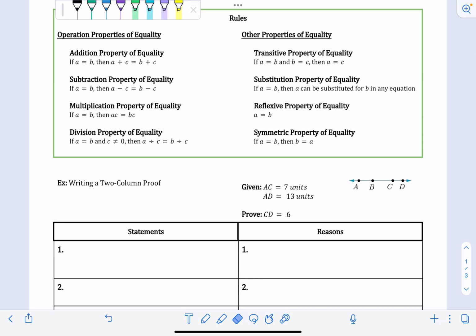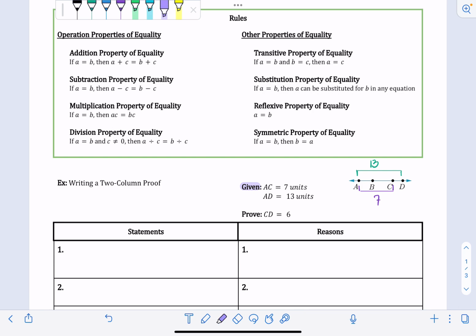Okay, so this example is writing a two-column proof. So we're given the following information. We're given that AC is 7 units, and then AD is 13 units. And you can label this if you would like to, if you have it printed, or you could draw a number line like this and label it that way. So let's see, AC is 7, and then AD is 13.